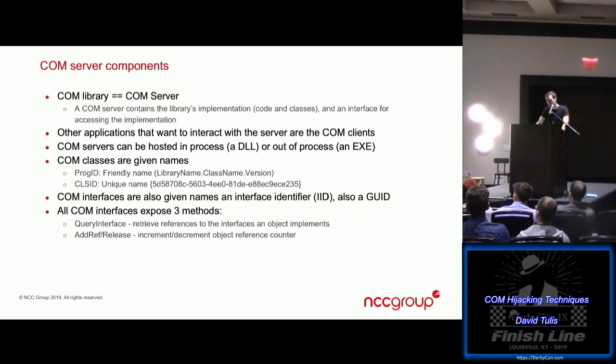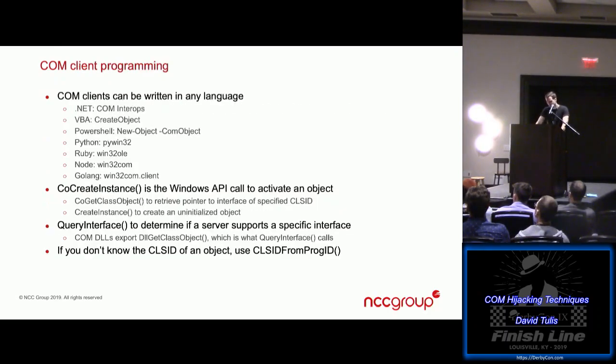There are only three methods exposed by this interface. There's a query interface that retrieves the pointers to the supported interfaces of the object. And then there's the ability to increment or decrement a reference counter of who is using the object. And COM clients really can be written in any language. Languages that are not natively supported by Windows have libraries to help with the creation and management of objects. But at the Windows API level, developers will often use the CoCreateInstance API as a generic function to create a single instance of an object.